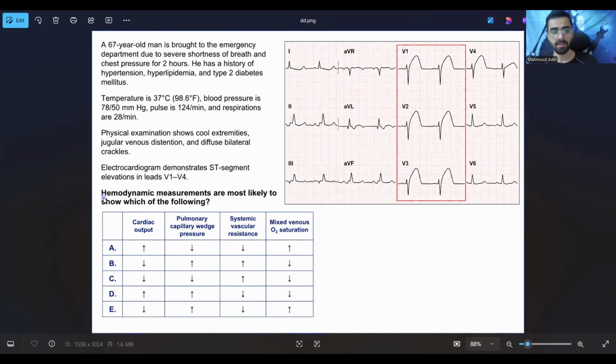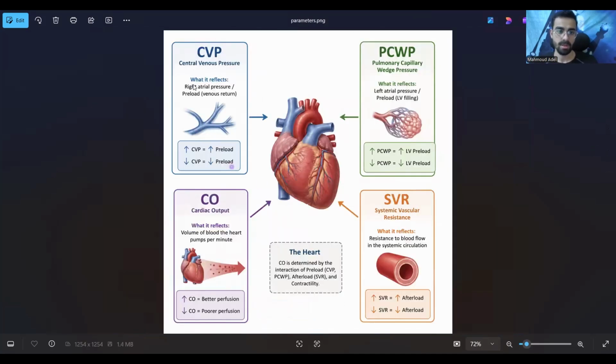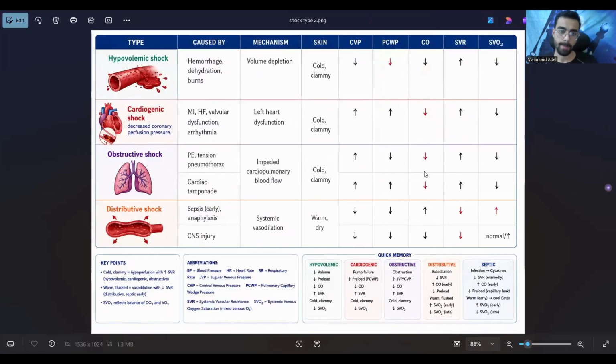In the question he asks you about the hemodynamic measurements that can be seen in this patient, and he gives you some arrows in the answers. Those arrows most likely represent some parameters. Those parameters are central venous pressure, cardiac output, and PCWP. The PCWP reflects the left atrial pressure, by the way, and the central venous pressure reflects the right atrial pressure, okay? And systemic vascular resistance.